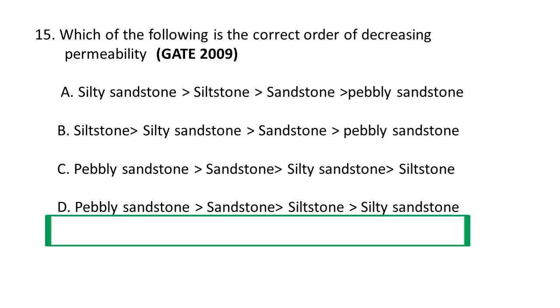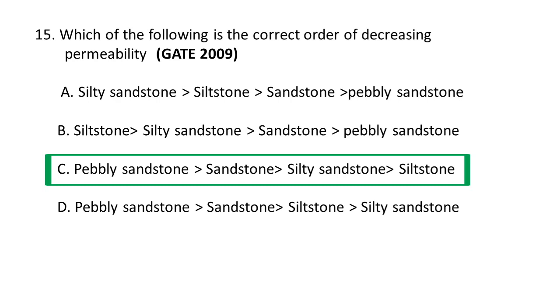So the correct order of decreasing permeability is C, because pebbly sandstone has the highest permeability, followed by sandstone, silty sandstone and siltstone. So that's why C is the correct option.